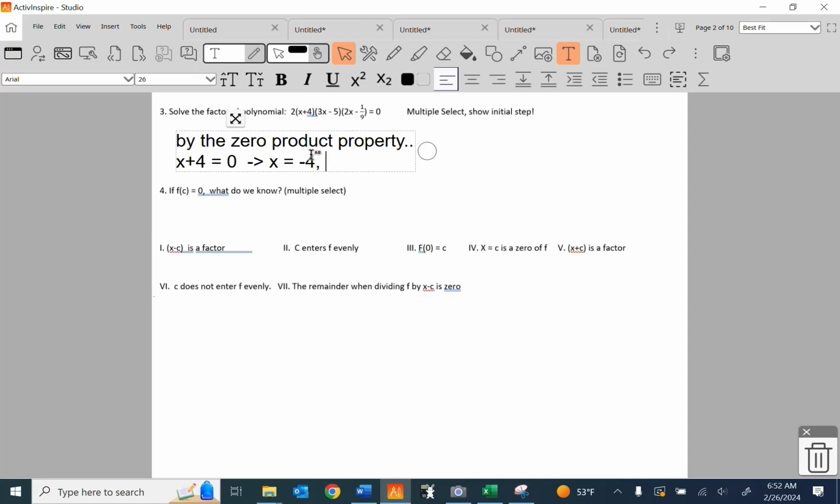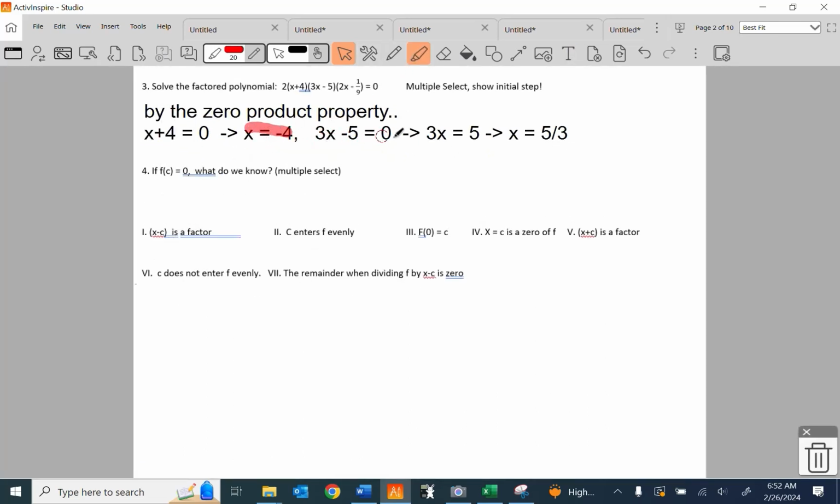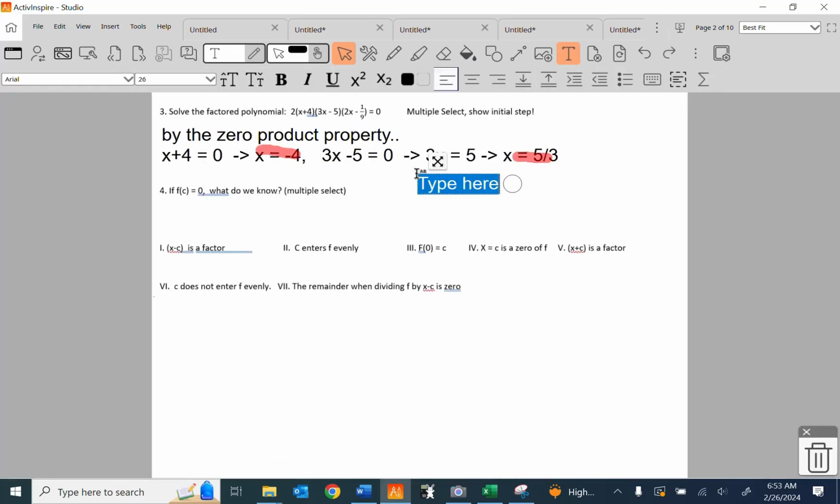Was positive, becomes negative. 3x minus 5 has to equal 0. That's a 2-stepper. We're going to add 5 to both sides. 3x is equal to 5. Then we're going to divide by 3. x is 5/3. Every single junior I have should be able to do that problem. I've got one more to go. It's the last one. But I have negative 4, I have 5/3, and I got one more.